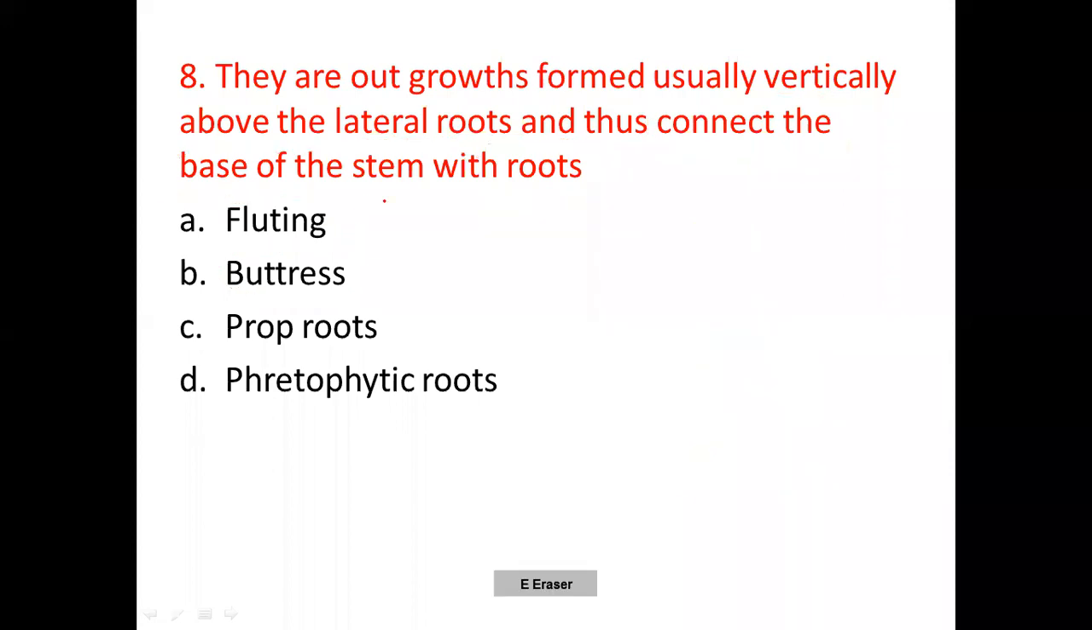Then what is the meaning of fluting here? The answer here is B. Fluting means, suppose this is a stem, a normal stem, but in the fluting condition, what is going to happen?